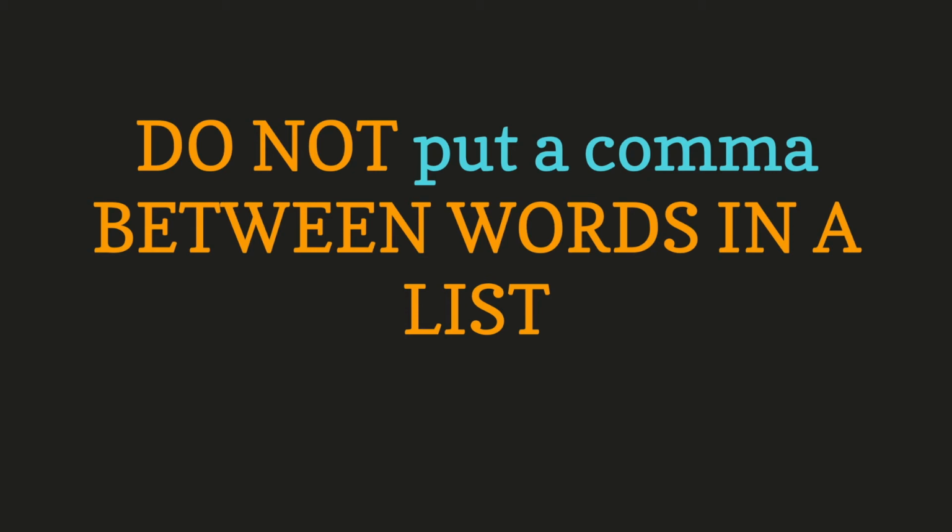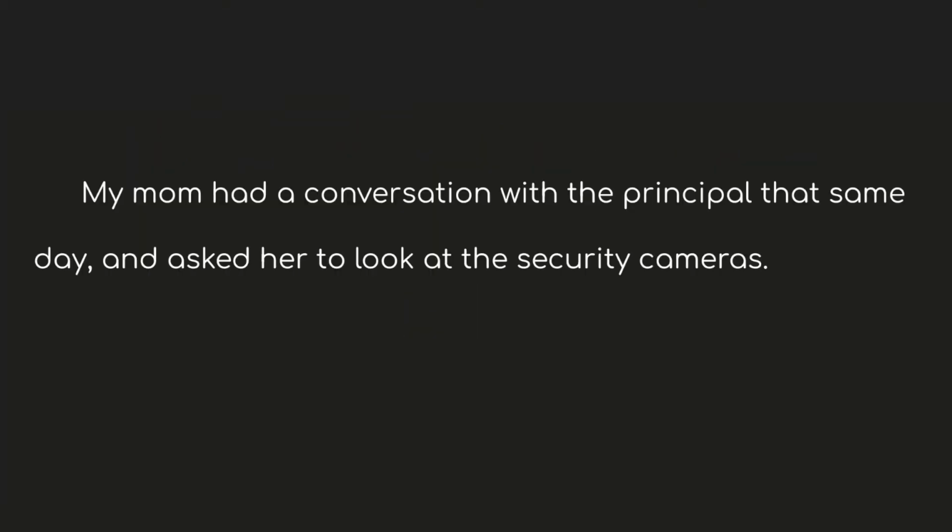Okay, this one's a little bit tough to explain, especially not in person, but I'm going to try. When you are listing two things, like I went to the store and bought apples, you're listing things that you did. So if it's just two things in a list, there's not a comma. So you don't write, I went to the store, comma, and bought apples. Okay? So let's look at an example. Maybe it'll make it a little clearer.